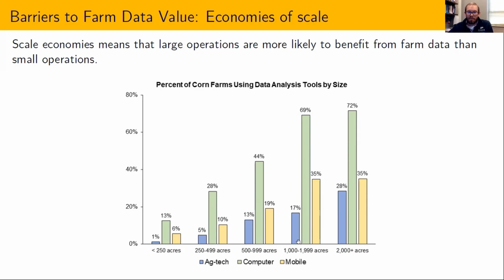Ag tech software, which is much less common as a rule, increases pretty sharply at the 2,000 plus acre mark. So it implies that not only are there scale economy implications, where it's potentially more cost effective for large farms to do these kinds of things, but also there are differences in the types of data analysis tools and the scale economies implied with them.